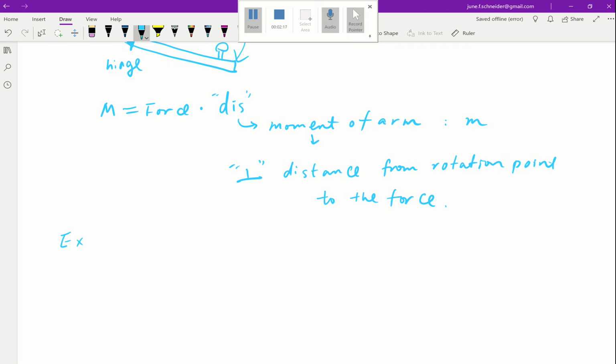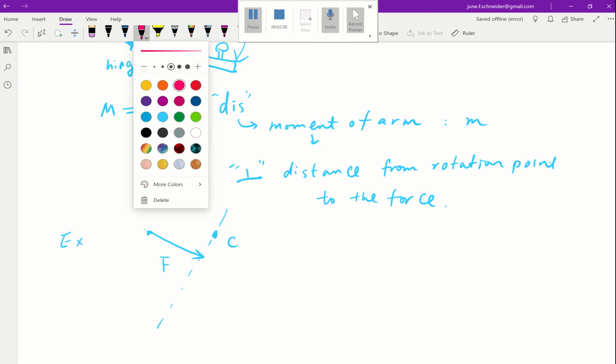Imagine this is the line, and this is our C, that's our rotational point, and we have a force here at A that's applied in this direction. Okay, so this is our force and we're rotating about C. So what would be this perpendicular distance? I'm going to draw using red color to show that moment arm.